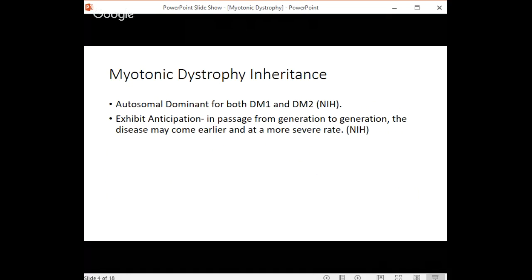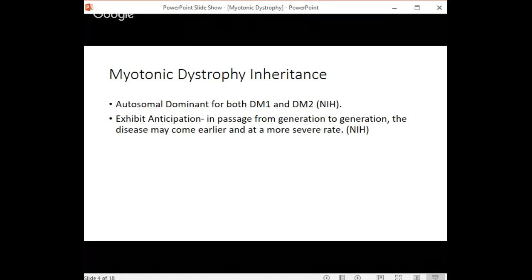So how do I get myotonic dystrophy? Usually it's not something you catch, so you can't get it from being airborne. You can't get it from blood transfusions or anything like that. So this is purely genetics. And the passage of it is autosomal dominant for both diseases, myotonic dystrophy 1 and myotonic dystrophy 2, also labeled as DM1 and DM2.